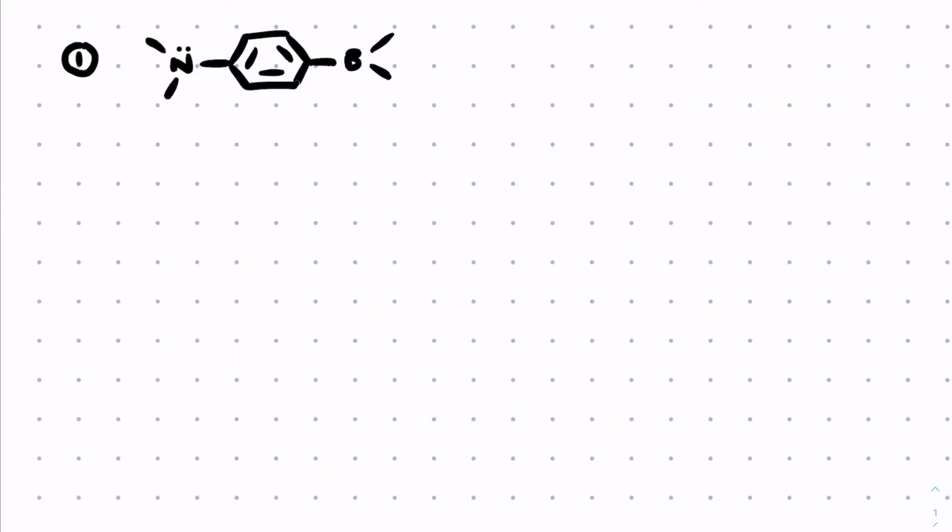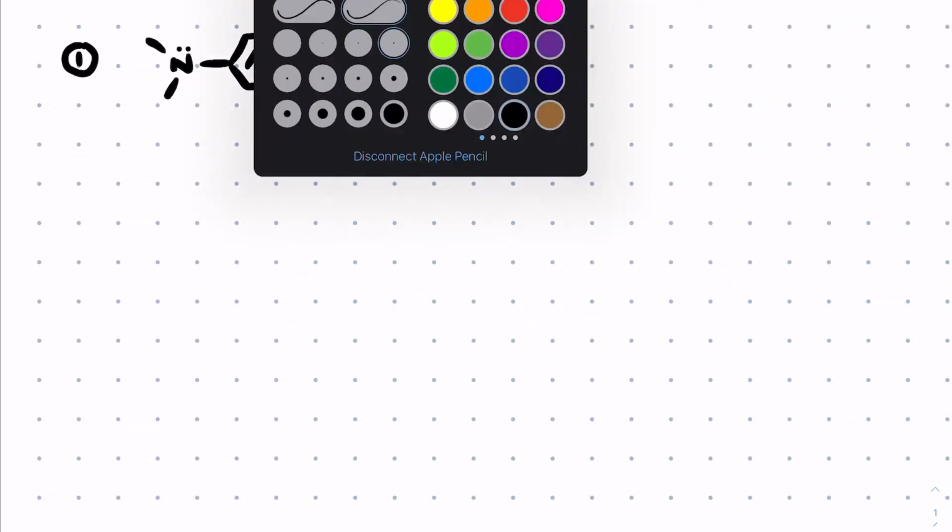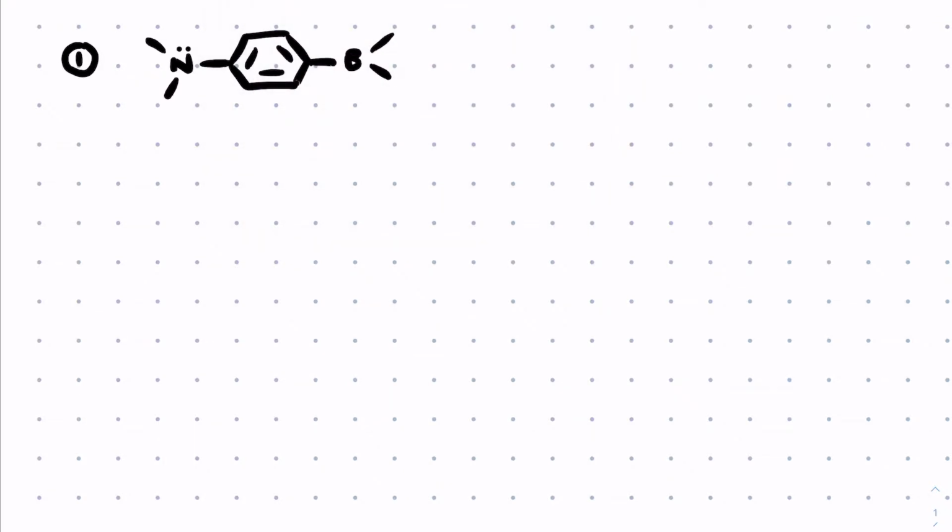Let's just jump right in with the first problem. Our first problem here is a resonance problem. It tells you to draw all of the valid resonance structures that contain no more than 2 atoms with formal charges and circle the ones that are contributing.